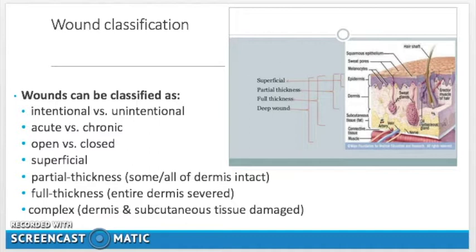Another classification of wounds is either open or closed. With open wounds, the skin surface is open, providing a portal of entry for microorganisms and increased risk of infection. And with closed wounds, skin is intact, but soft tissue is damaged. Internal injury and hemorrhage can occur, and you'll see ecchymosis and hematoma in these situations. And another way to classify wounds is by the thickness, as you see in the diagram over here. It can be superficial, partial thickness, full thickness, or deep wounds, deep and complex.